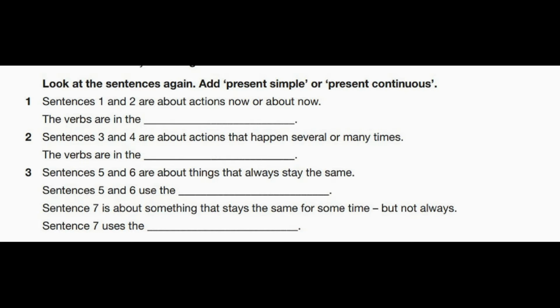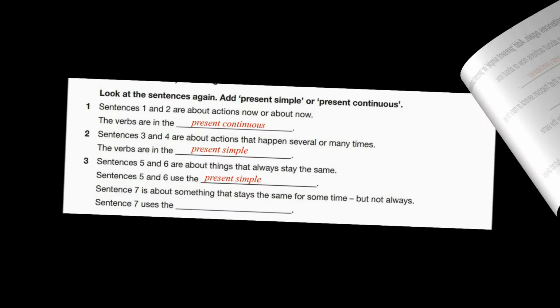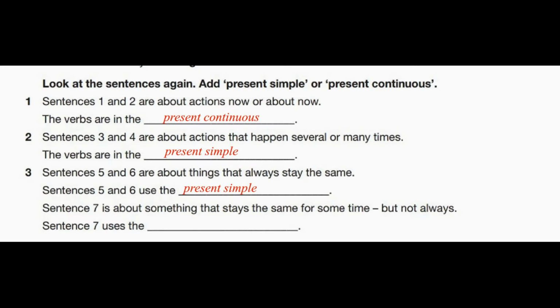Look at the sentences again. Add present simple or present continuous. Sentences 1 and 2 are about actions now or about now. The verbs are in the present continuous. Sentences 3 and 4 are about actions that happen several or many times. The verbs are in the present simple. Sentences 5 and 6 are about things that always stay the same. Sentences 5 and 6 use the present simple. Sentence 7 is about something that stays the same for some time but not always. Sentence 7 uses the present continuous.